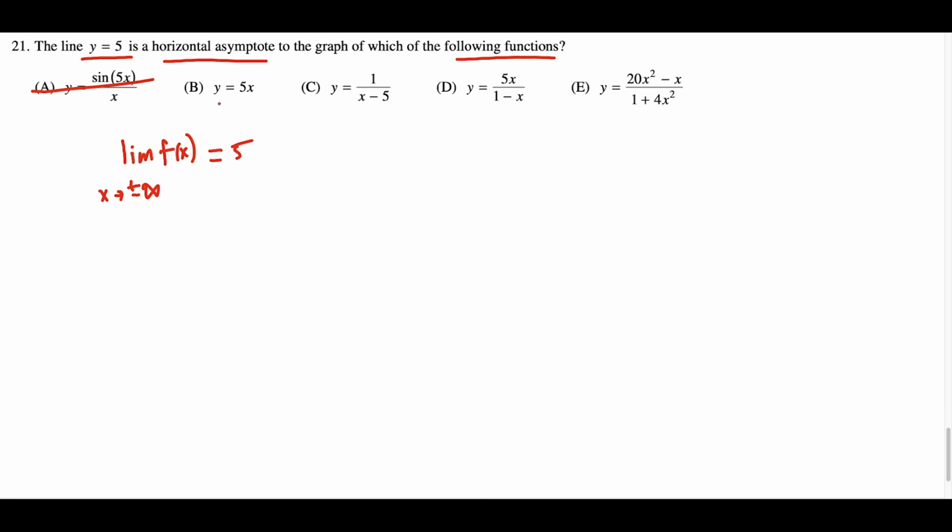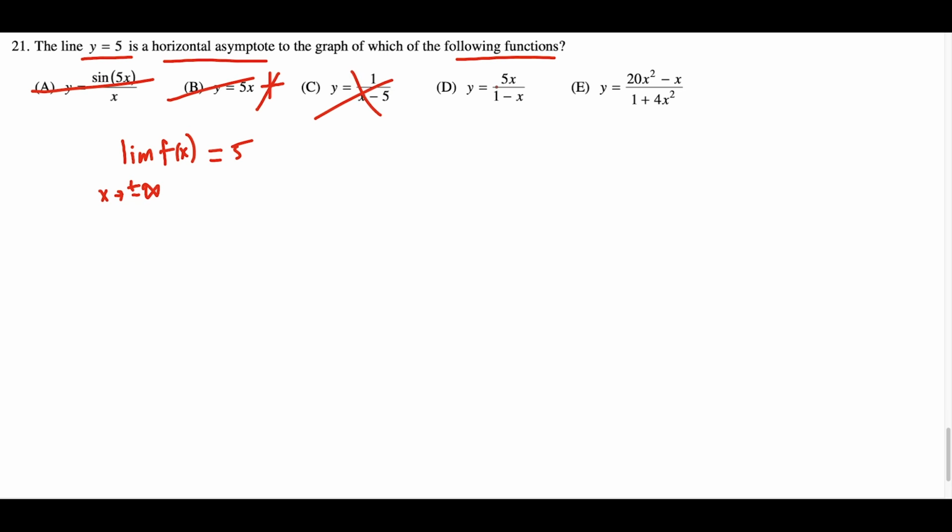The limit as x goes to plus or minus infinity, well, as x goes to positive infinity, 5 times infinity heads towards infinity. And as we go to negative infinity, just think of what this looks like. You can see this thing is going down to negative infinity. So we don't have an asymptote for a linear function. Now for the next one here, y equals 1 over x minus 5. All we have here is the limit as x goes to plus or minus infinity is going to 0. So this one is out.